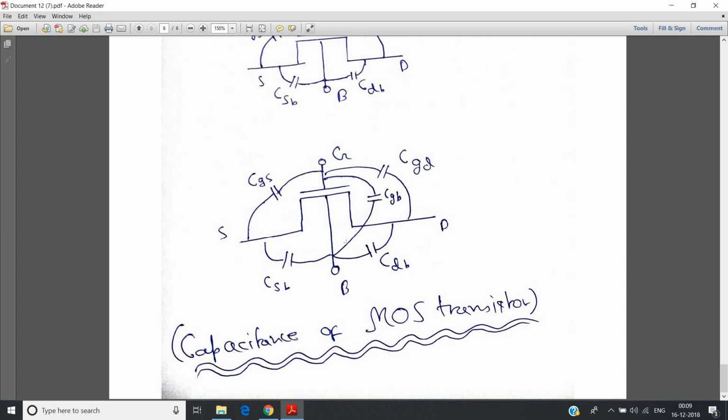In my next video, I will show you the high frequency model of MOSFET. From this concept we will extend and we will get that.